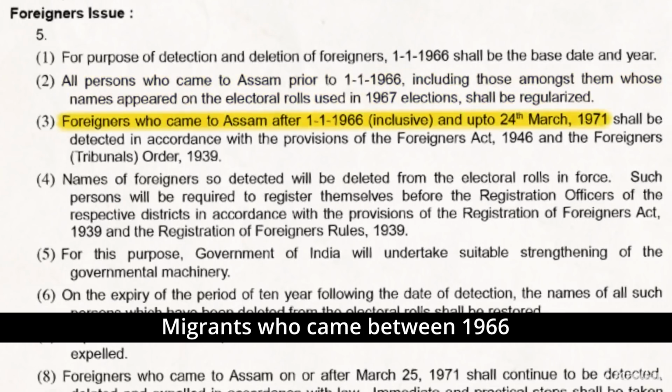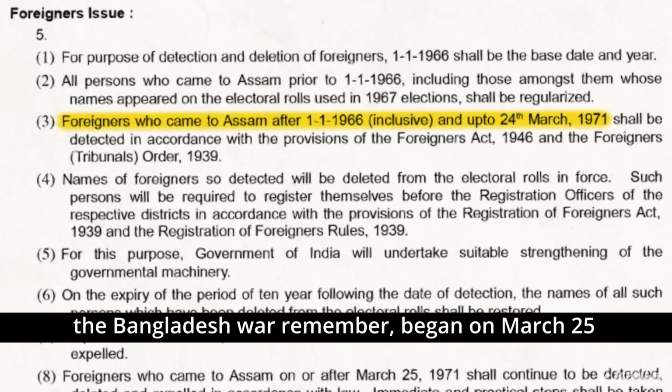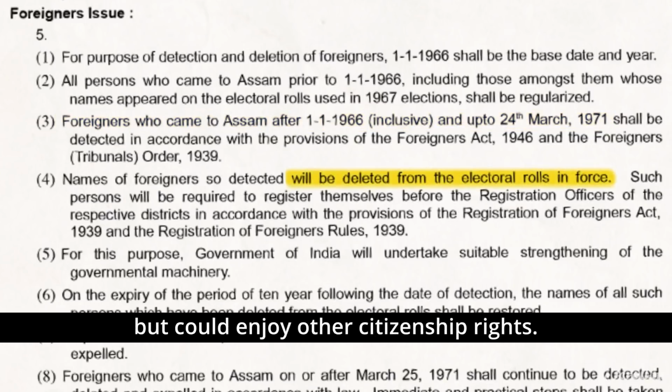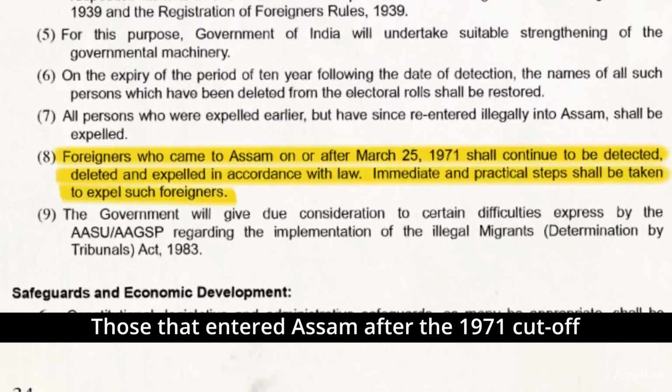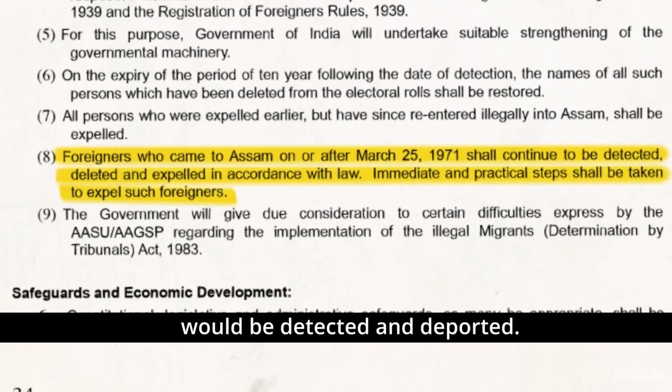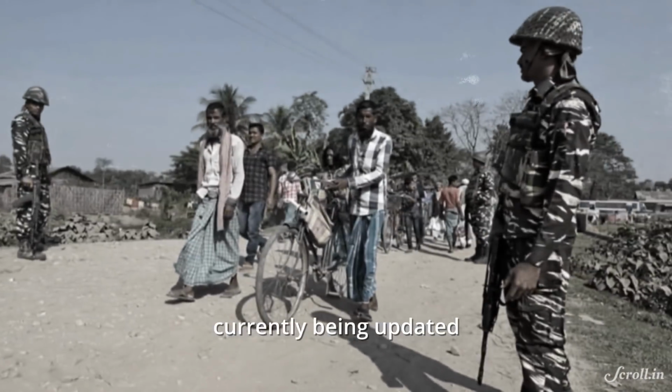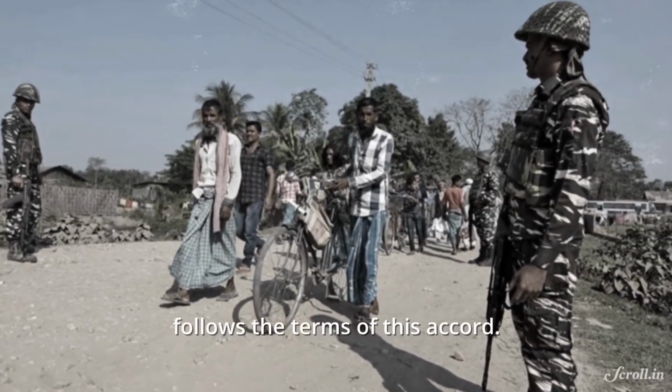Those migrants who came between 1966 and March 24, 1971, the Bangladesh War, remember, began on 25th March, would be denied voting rights for 10 years but could enjoy other citizenship rights. Those who entered Assam after the 1971 cutoff would be detected and deported. The National Register of Citizens, currently being updated, follows the terms of this accord.